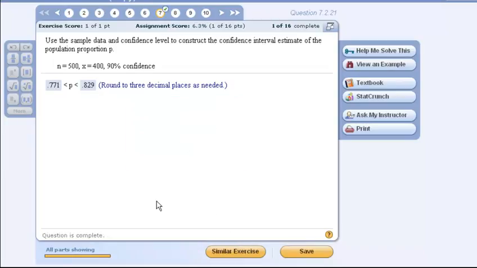Now the way we would interpret this interval is we would say that we are 90% confident that the actual population proportion is between 0.771 and 0.829.